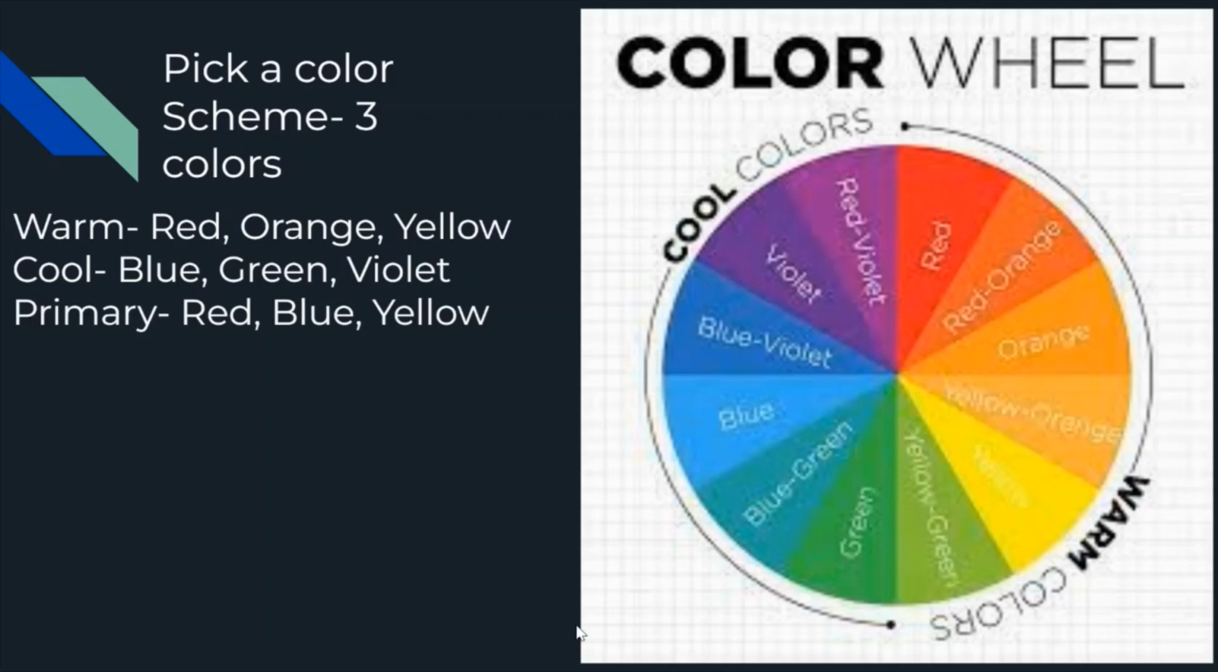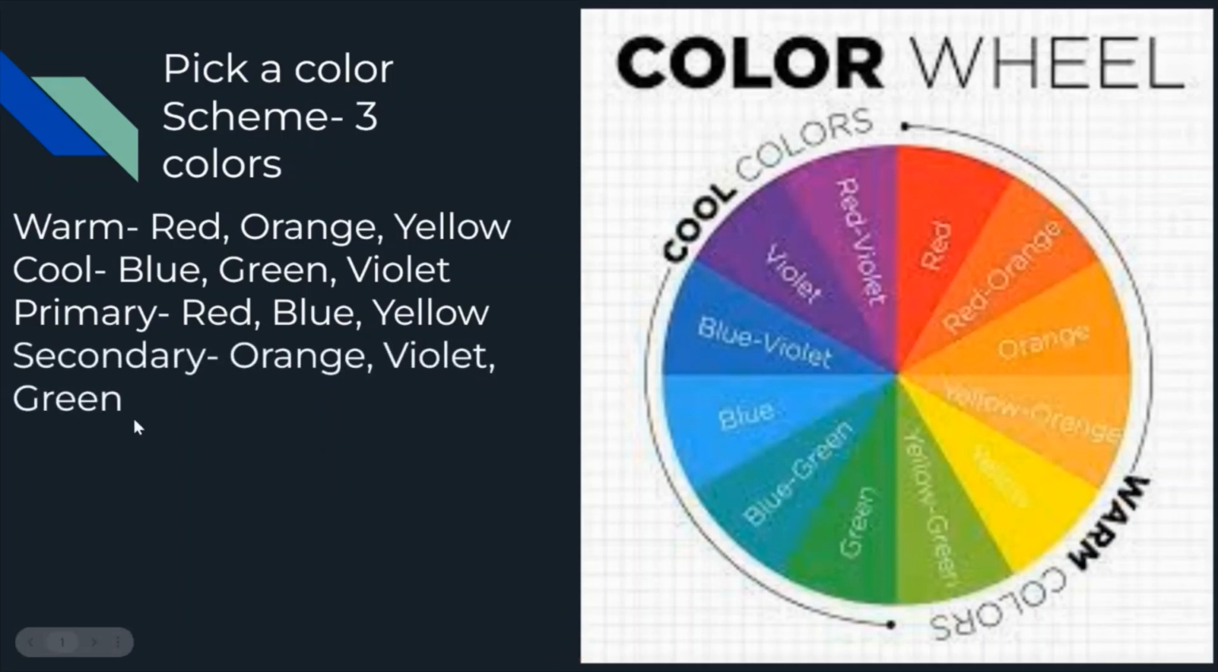So primary colors, you mix those together to get your other colors. So if you mix 2 primary colors together, you get your secondary colors, which are orange, violet, and green. So if you mix like red and blue together, you get that violet, or if you mix red and yellow, you get orange.